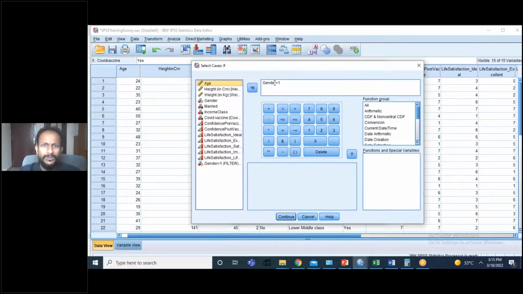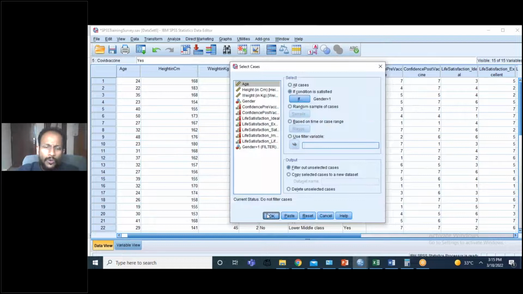I will bring it towards my left-hand side so that it is easy for you to understand. Here you will have the options. I wanted to filter only males, so I'm bringing gender towards the right-hand side. I have given number 1 for male and number 2 for female, so gender is equal to 1. Click on continue, click on OK.